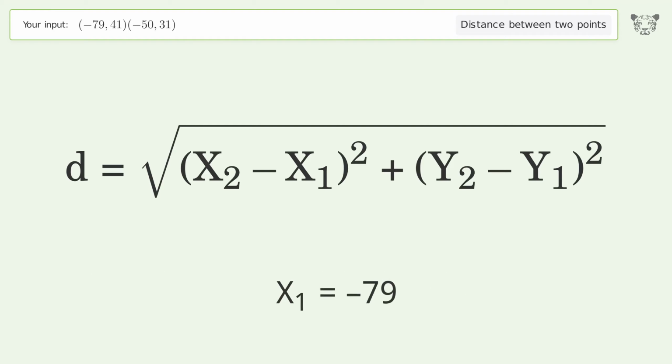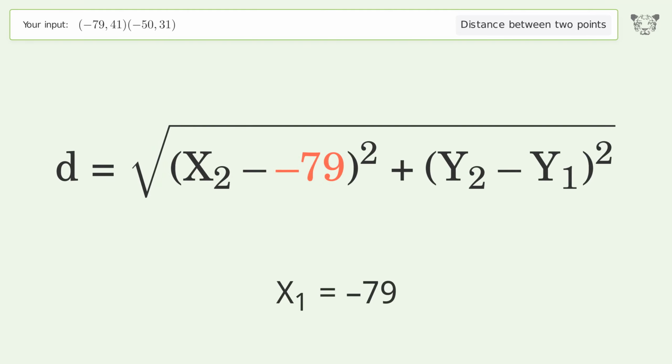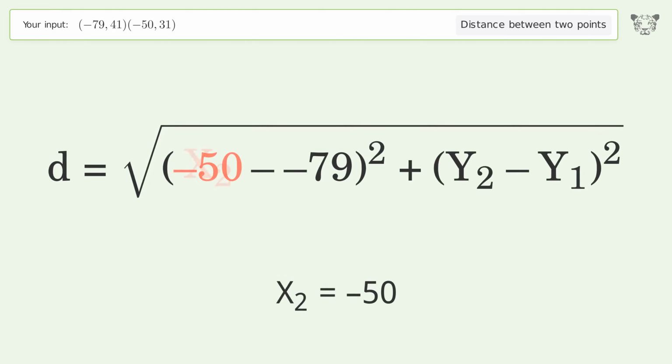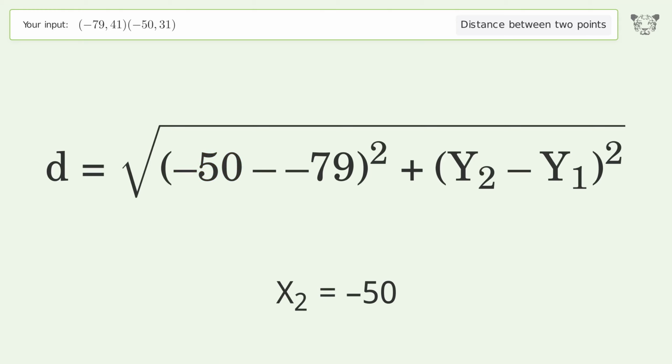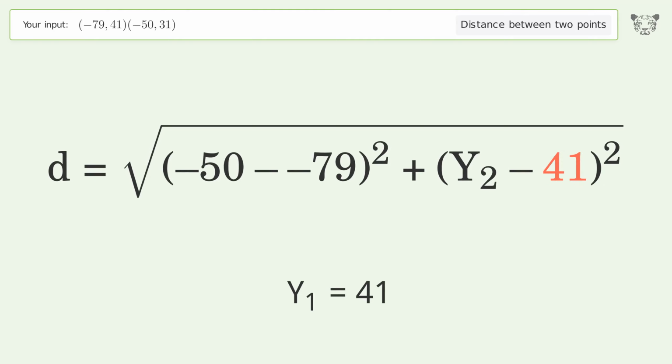x1 equals -79. x2 equals -50. y1 equals 41. y2 equals 31.